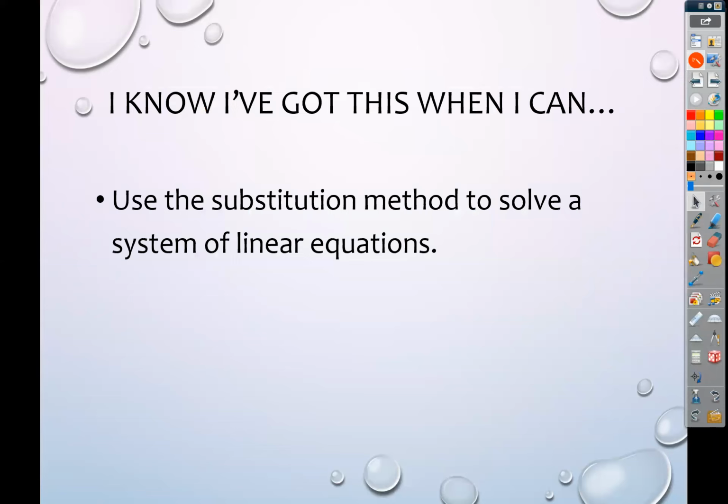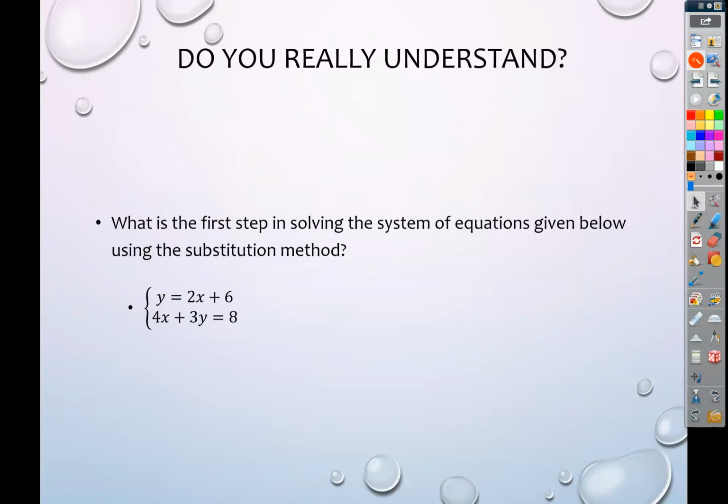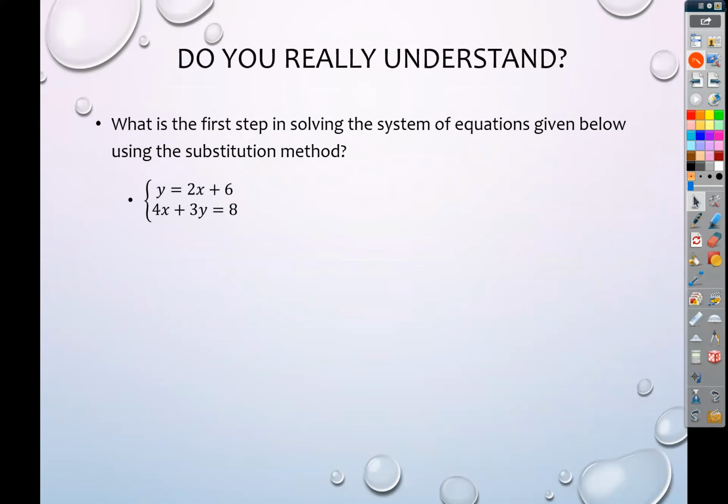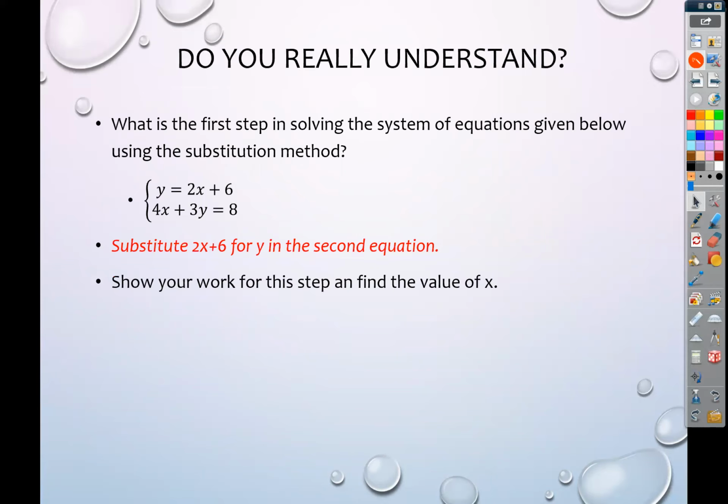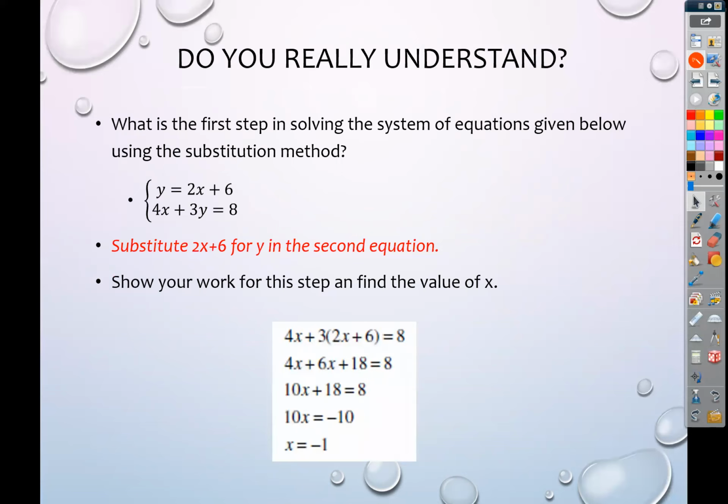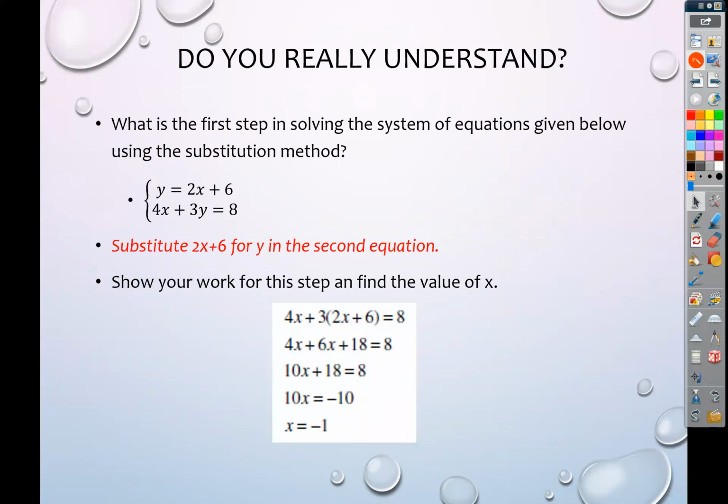So I know I've got this when I can use the substitution method to solve a system of linear equations. But do you really understand? So what is the first step in solving the system of equations given below using the substitution method? You would substitute the 2x plus 6 for the y in the second equation. Show your work for this step and find the value of x. Go ahead and pause it. And then that should have been your answer. So that is it. Let me know if you need help.